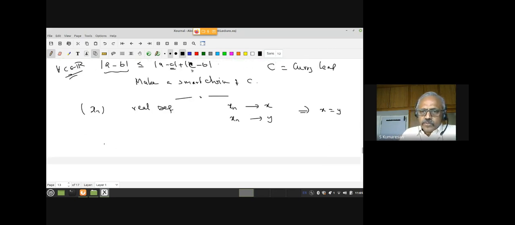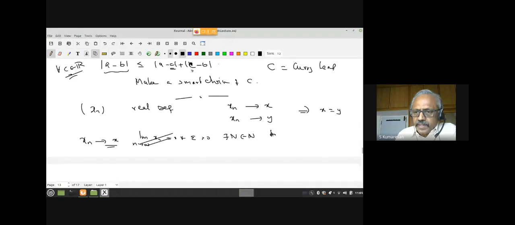To quickly recall, when do I say xn converges to x? I don't write limit n tends to infinity, etc. I write only this way. What is the meaning? That means give me any epsilon positive, I can find a natural number n, so that for all k greater than or equal to n, xk is very close to x. That is mod xk minus x is less than epsilon. That is, all my xk approximate x after a certain stage, namely when k is greater than or equal to n.